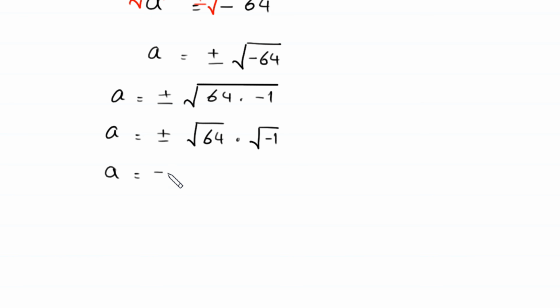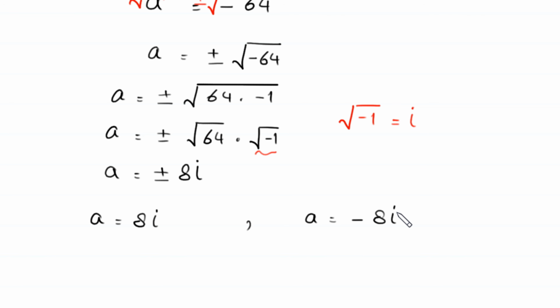A is equal to plus minus the square root of 64, which is 8, and the square root of negative 1 is equal to i. So we replace this square root of negative 1 with i, and from here we get two values of a. A is equal to 8i, and a is equal to negative 8i. So we get two solutions of this equation, 8i and negative 8i. Now let's verify these solutions.